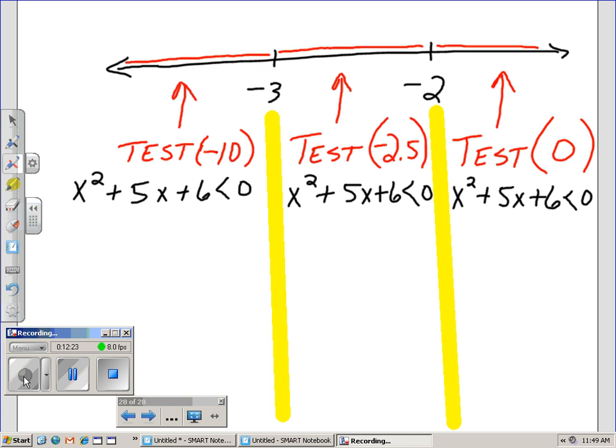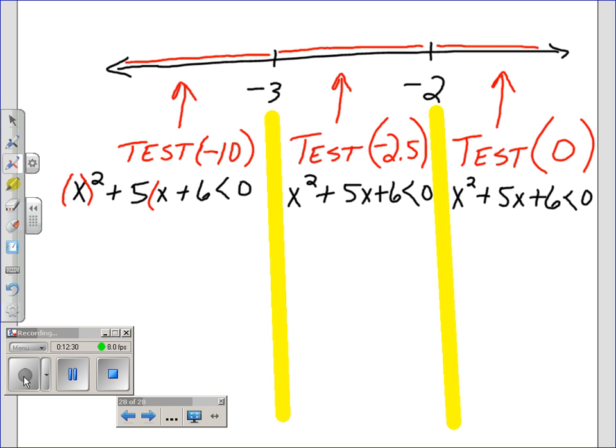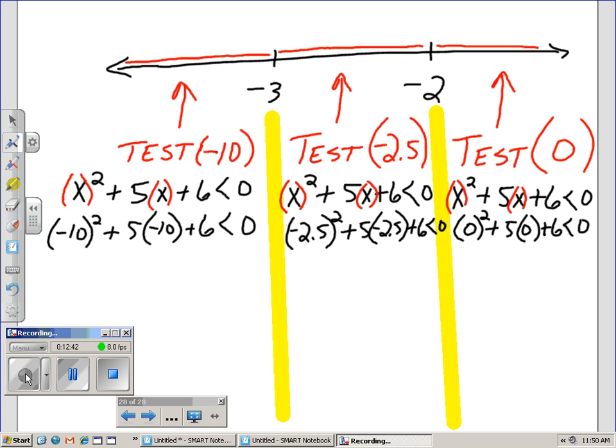Okay, next I put my original inequality back up there, and I'm going to test each number in the inequality. Again, I can't say this often enough. Put parentheses around your x, especially when you're dealing with negative numbers, because negative numbers will mess up your calculations if you don't handle them properly in your calculator. All right, there are my substitutions. I took out the x's and put in my test values.